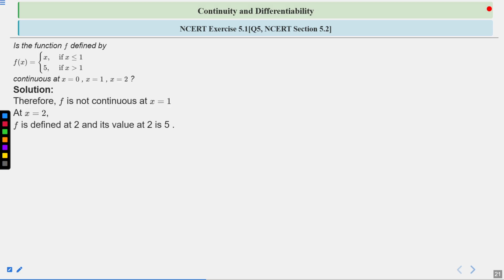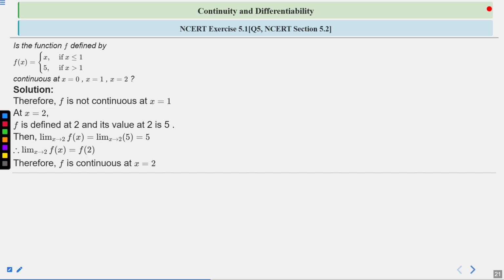f is defined at 2 and its value at 2 is basically 5, because for any value of x which is greater than 1, the value of the function will be 5. Therefore, the value of the function at x equal to 2 is 5. The limit as x tends to 2 of f(x) will be equal to the limit as x tends to 2 of 5, which is equal to 5. Therefore, the limit as x tends to 2 of f(x) is equal to f(2). Therefore, f is continuous at x equal to 2, right? We can easily say that the function f is continuous at x equal to 2, right?